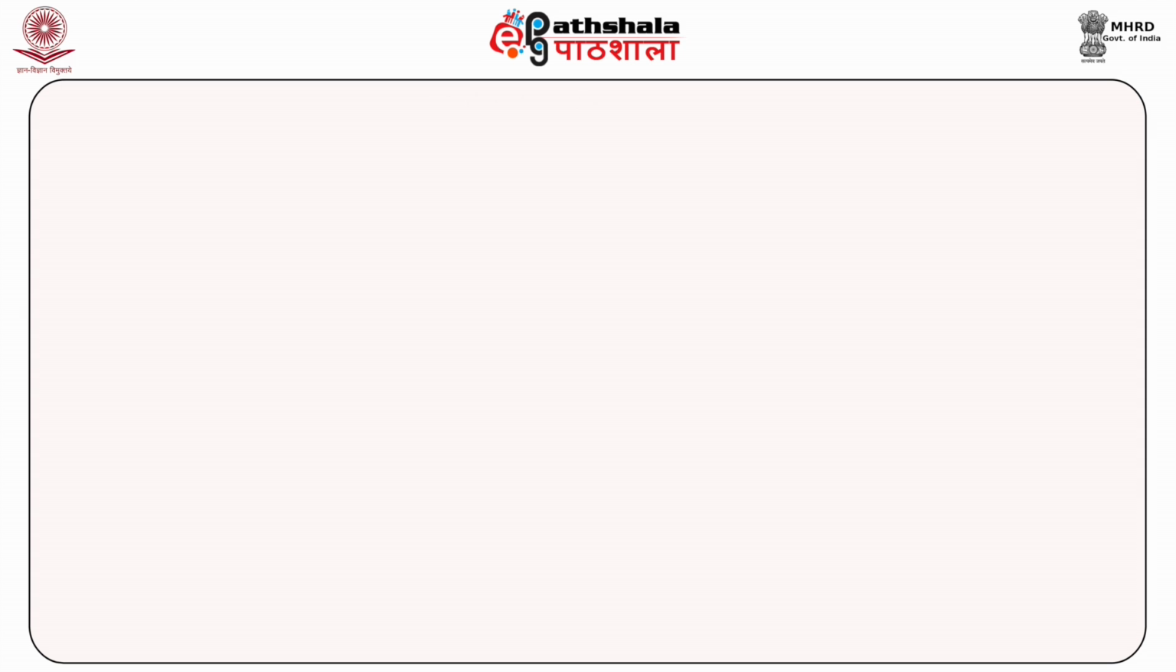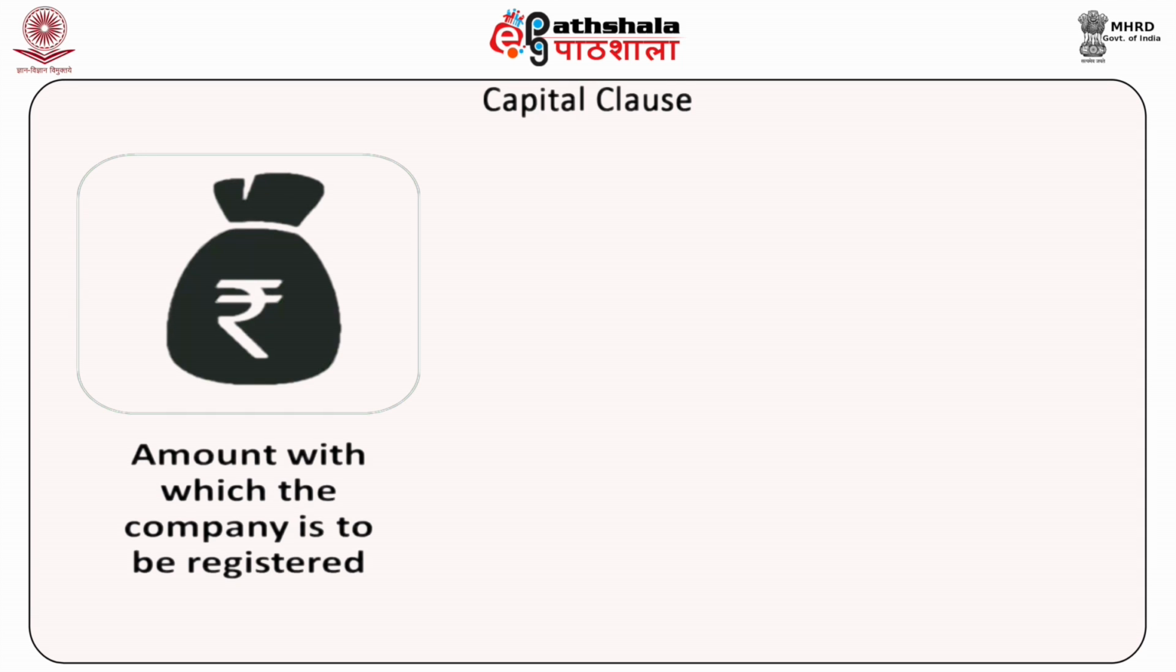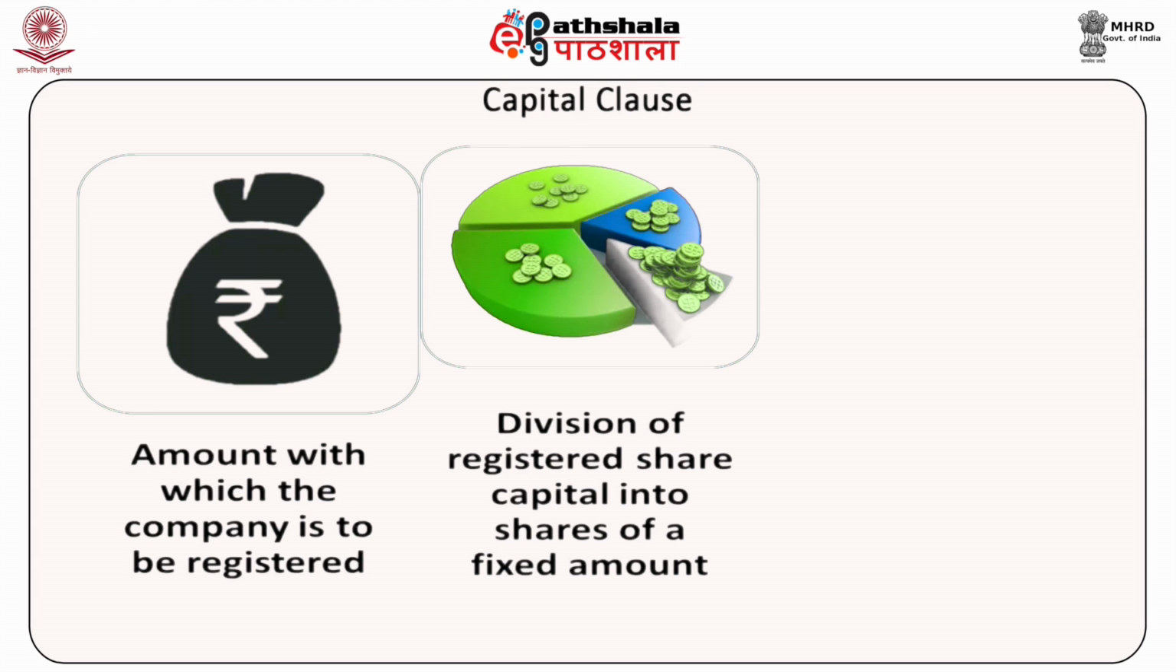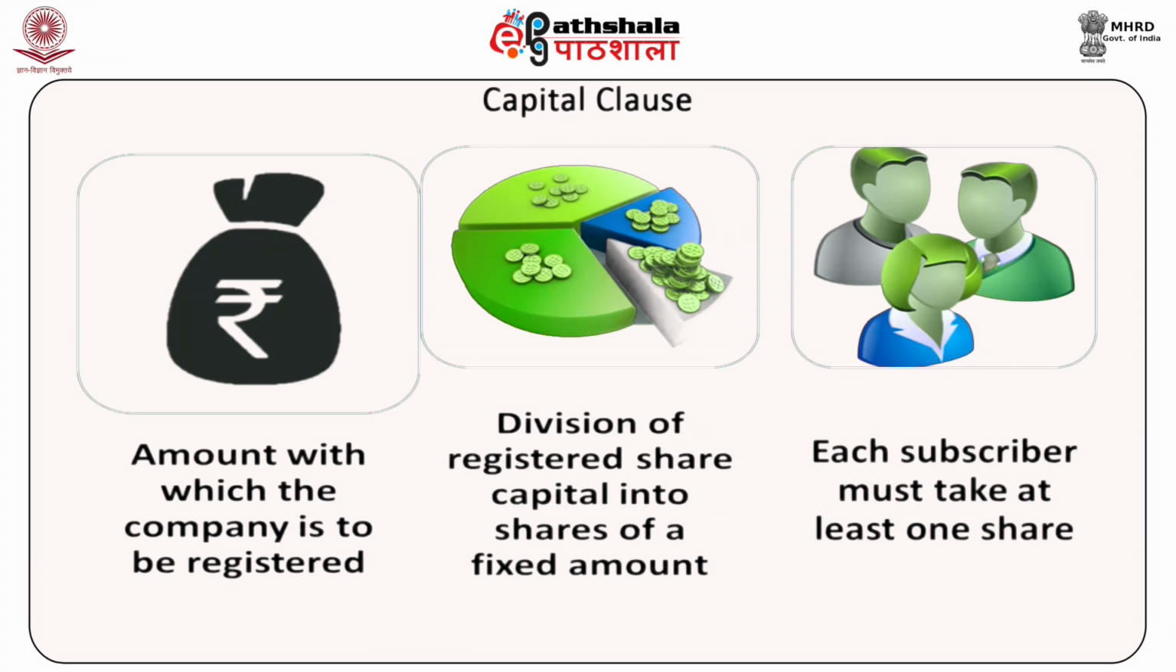Our next area of discussion would be the capital clause. The Memorandum of Association of a limited company having share capital must state the amount of share capital with which the company is to be registered, which is usually called authorized or nominal capital. Further, the division of registered share capital into shares of a fixed amount is also required to be given in the memorandum. Each subscriber must take at least one share and write opposite his name the number of shares he takes.